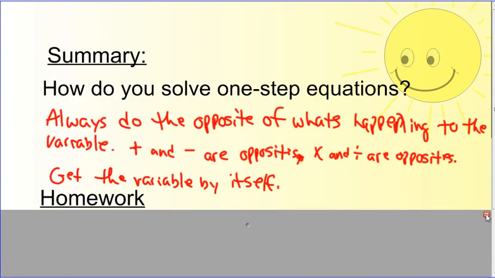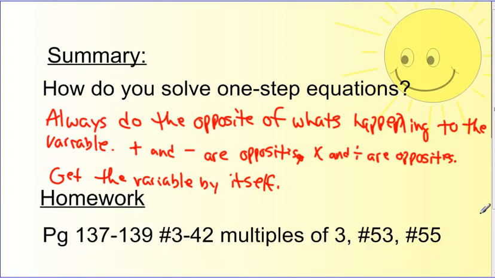Okay? And the thing you've been waiting for, that is your homework. Pages 137 through 139, 3 through 42 multiples of 3. So for those who don't know, that's like 3, 6, 9, 12, 15, 18, dot, dot, dot. Skip 2 questions between each. So there's 3, you skip 4 and 5, 6, skip 7 and 8, 9, skip 10 and 11. And then these other couples. Alright? So this has been lesson 3.1. I hope you enjoyed.